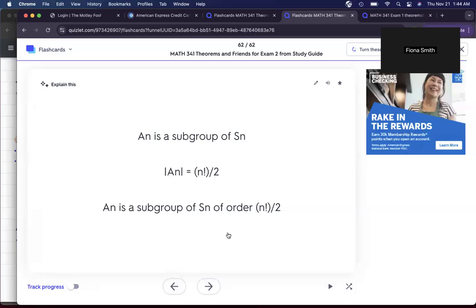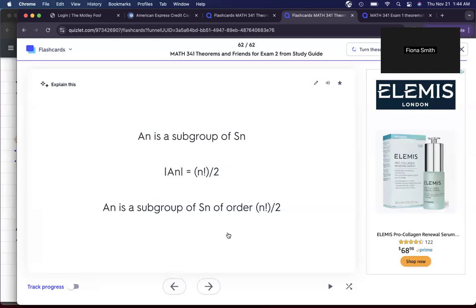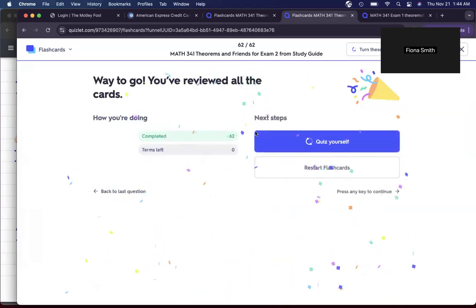An is a subgroup of Sn. We don't even have to go through and prove it's a subgroup. We know from this theorem that it is a subgroup, so that would save time. And also the order of An is n factorial divided by 2. And that's it. Yay.